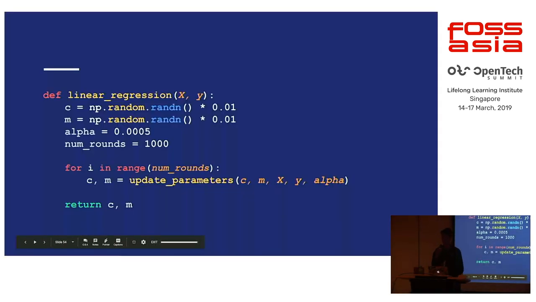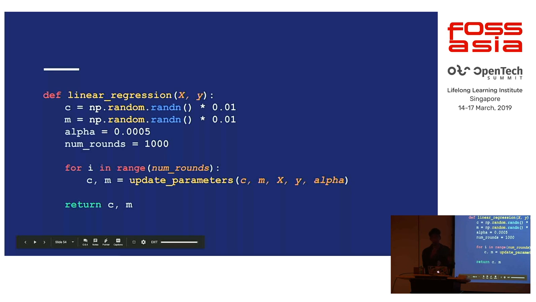And finally, if we were to sum all of that up into the final linear regression function, we take in the values of x and y that we're trying to find a linear relationship to. We randomly initialize the values of c and m as shown by the first two lines of the function here. Alpha, we set it to a really low value, not too low that it makes the algorithm too slow in learning the optimal values of m and c, but not so large that it takes even longer because it just keeps bouncing back and forth around the optimal values. And the number of rounds or iterations, we'll set it to 1,000.